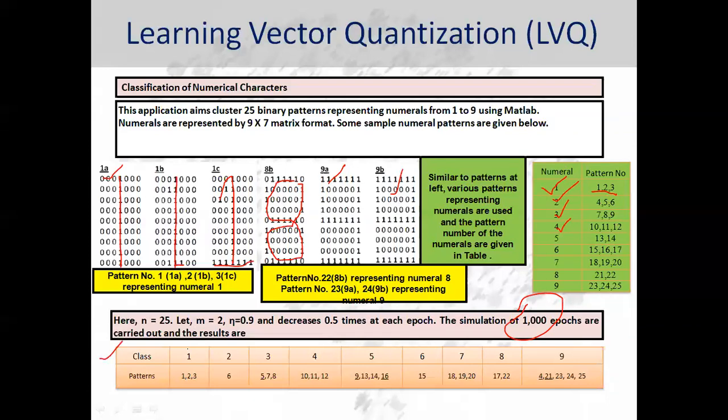Class 1 contained pattern number 1, 2, and 3. Just try to match it from here. Class number 1 was representing 1, 2, 3. So it correctly classified all the patterns to digit number 1. Class 2 contained pattern number 6. 4 and 5 are missing from this class. In the same way, just try to observe class number 3, 4, 5, 6, and up to 9. You will find that it successfully classified most of the patterns in their correct class.